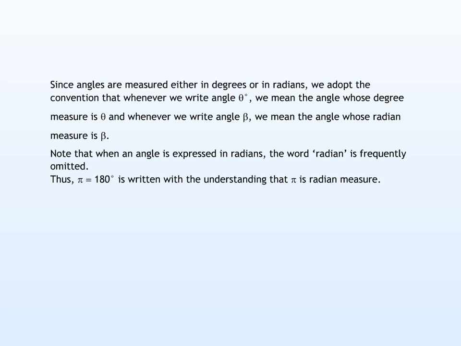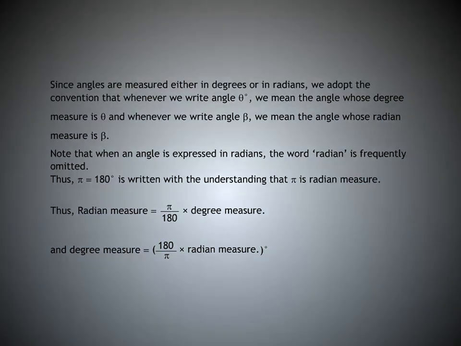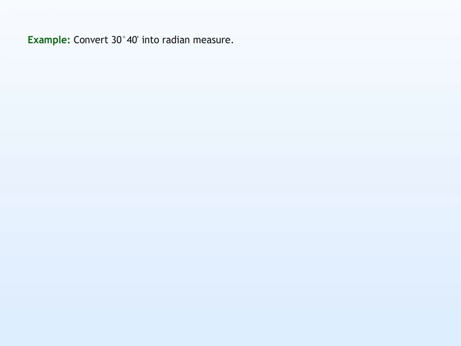Thus, pi equal to 180 degrees is written with the understanding that pi is radian measure. Thus, radian measure is equal to pi by 180 into degree measure, and degree measure is equal to 180 by pi into radian measure. Example 1. Convert 30 degrees 40 minutes into radian measure.